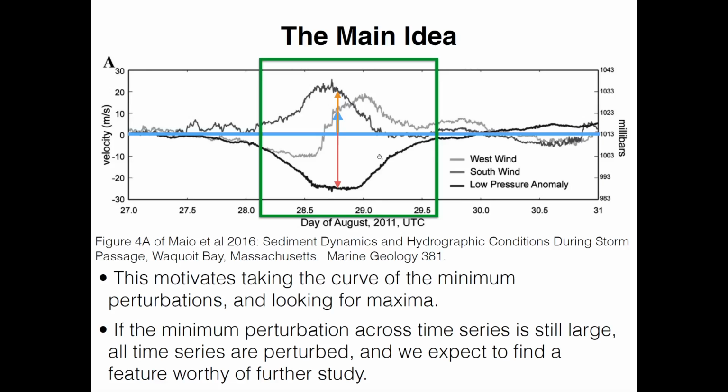So if the minimum perturbation across time series is still large, all time series are perturbed, and we expect to find a feature worthy of further study. Right? So we're going to do this process of finding the smallest perturbation at every time. We're going to do this look around at every time output, and then for that minimum curve, wherever it's largest, that indicates a time when even the smallest perturbation is large, which means that something must be happening.